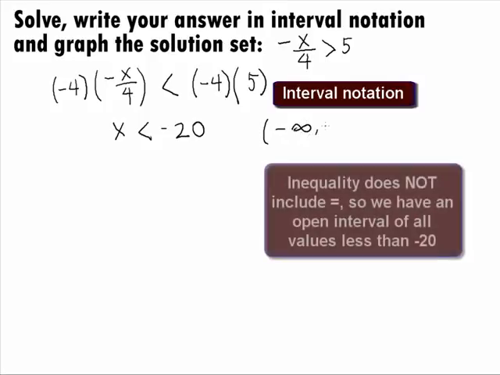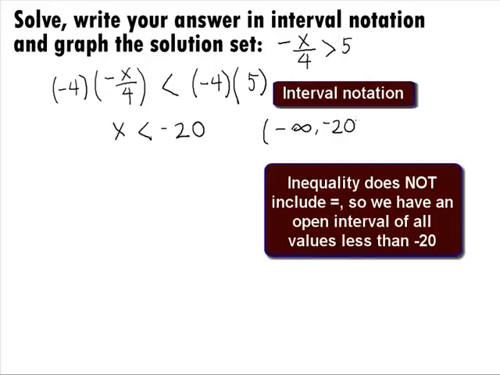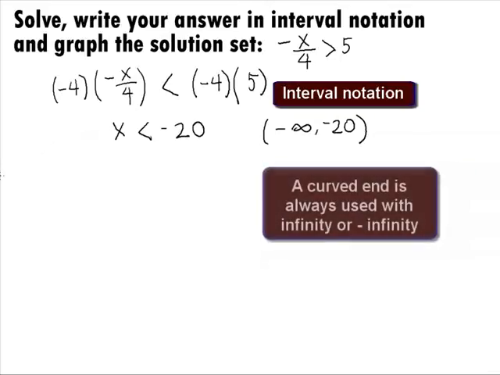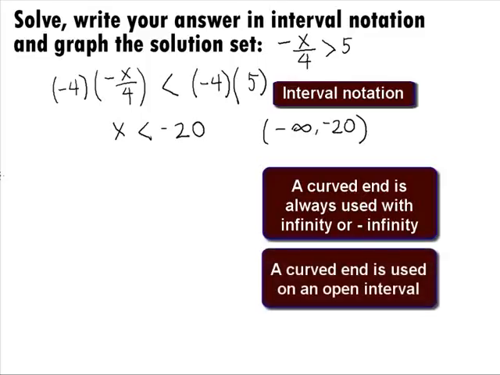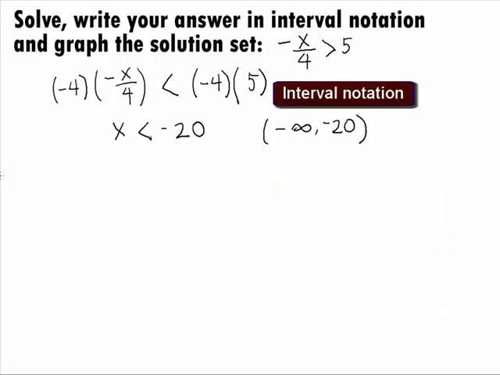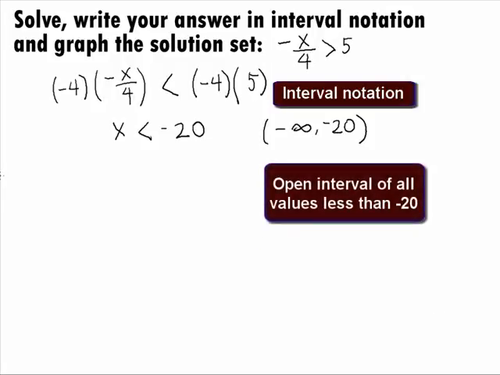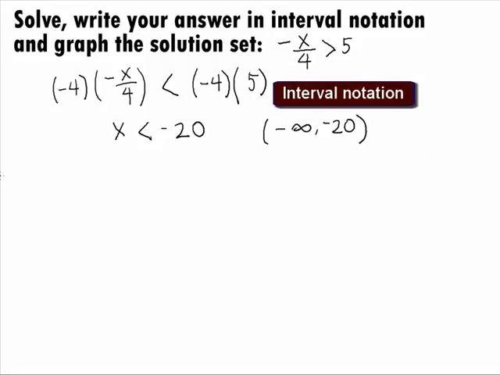The answer to this inequality is an open interval because we are not including where x is equal to negative 20, just strictly where x is less than negative 20. Note that anytime we have infinity or negative infinity in interval notation, we always use a curved end on that end. And since we are not including where x equals negative 20, we also have a curved end with the negative 20. So the final answer for the interval notation will be a curved end with negative infinity, comma, negative 20 with another curved end to give us an open interval of negative infinity to negative 20.